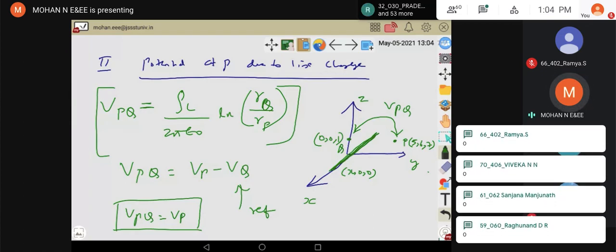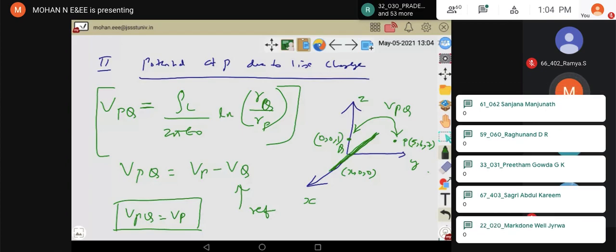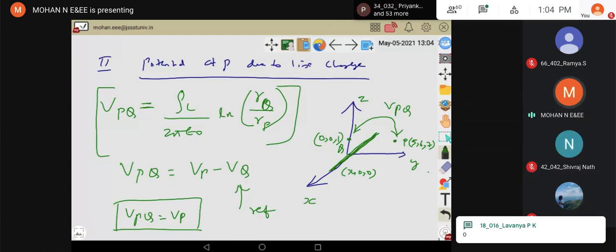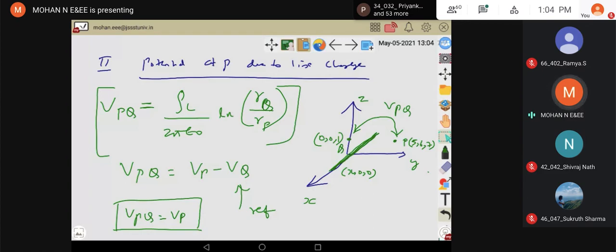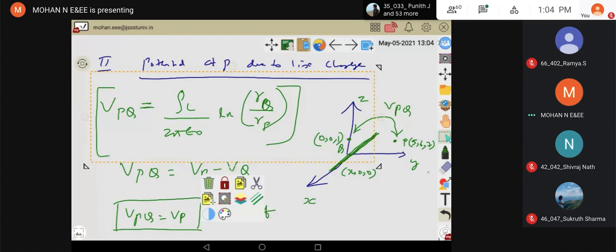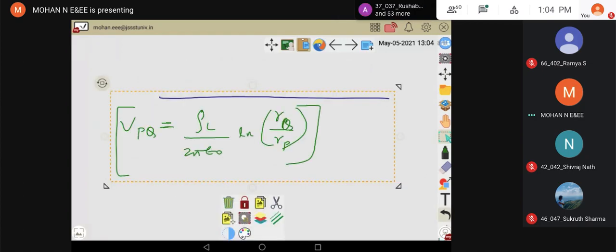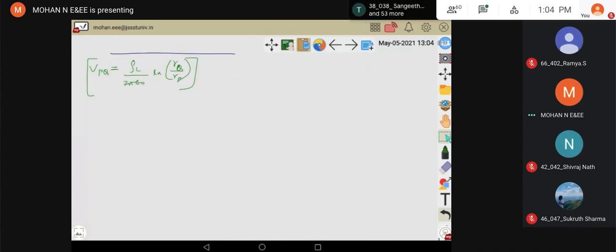Yes. So let me solve for VPQ using the relationship. For that, I need to find RQ as well as RP. I will just take this expression on to the next slide. So now, to find RQ, how to find this RQ?